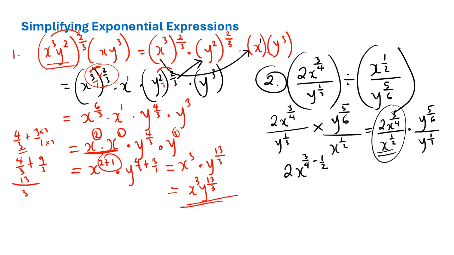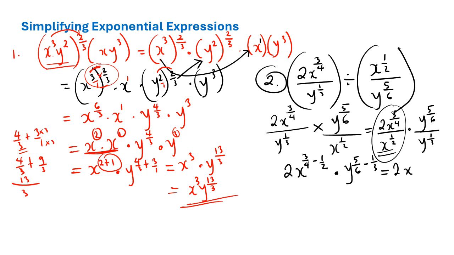I'm going to keep 2, but then with the variables of x, I will subtract the exponent since we're looking at the division. So times, on the other parts, I will also keep the variable y, and then I will do 5/6, and then subtract 1/3 from that. Okay, this result is looking nice. And then I get 2x.